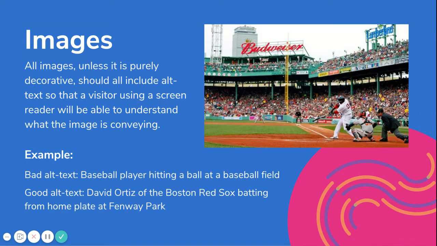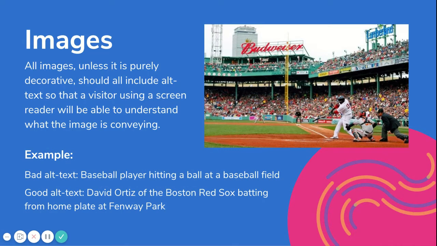Let's talk about images now. All images, unless it's purely decorative, should include alt text so that a visitor using a screen reader will be able to understand what the image is conveying. So here we have an image of a baseball game. We want to be descriptive with our text to show relationship to the information around it. And while we don't have that, I'm going to show you a good way to describe an image versus a bad way to do it.